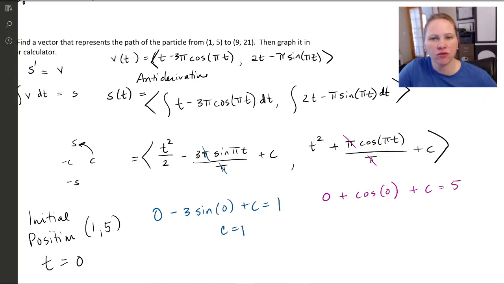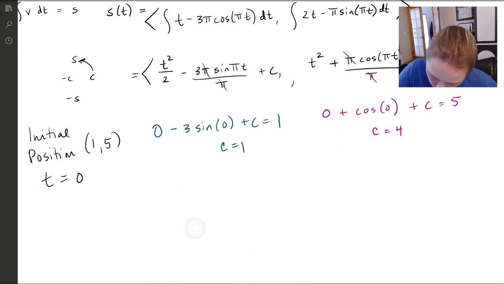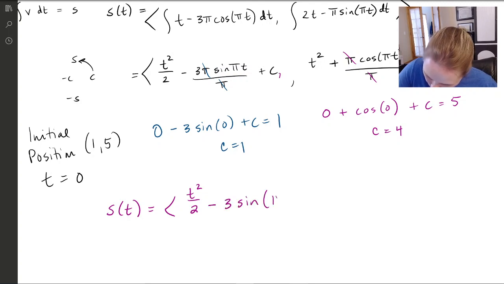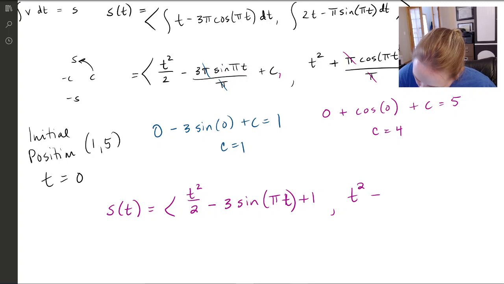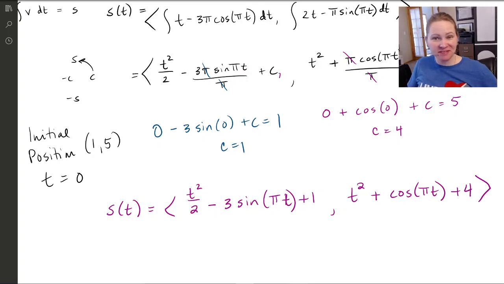Well, the cosine of 0 is 1, so that means c here would be 4. So these are different constants. You can call them constant 1, constant 2, it doesn't matter. But essentially, here is my position vector. That was a lot of work for this. t squared over 2 minus 3 sine pi t plus 1, comma, t squared plus cosine of pi t plus 4. So there's my position vector.